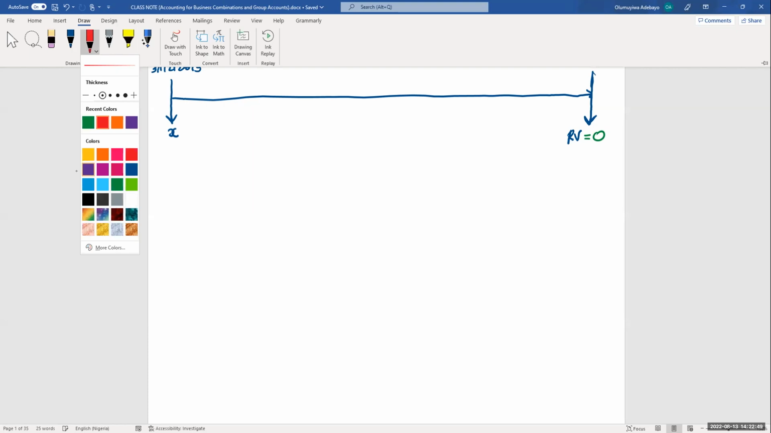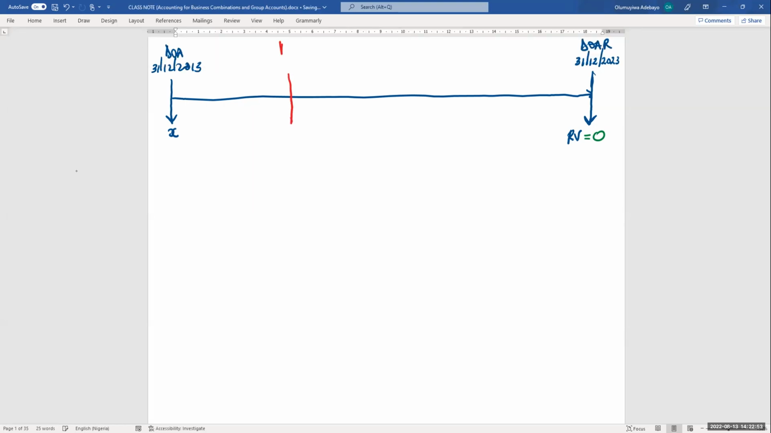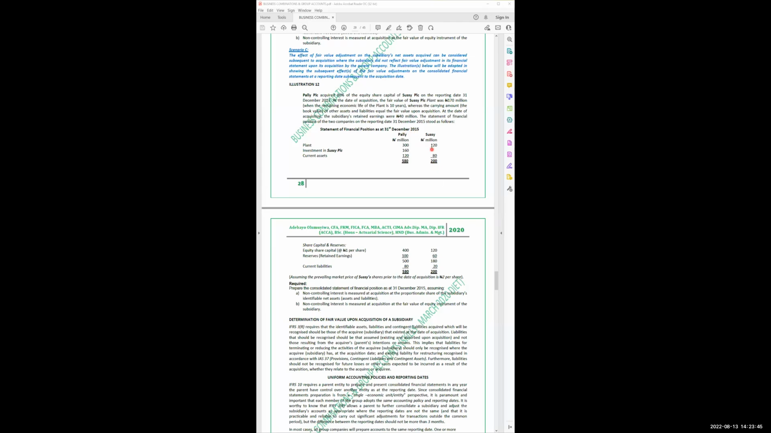An intervening period is today, which is the date of consolidation, our reporting date, 31st December 2015. I recall that the distance here is 10 years, according to information given to us, because from the date of acquisition, we are told that this has 10 years remaining. And that's how we are able to arrive at this period. But the question is, what is the value as at today? If you go back to our balance sheet, our balance sheet shows that the value today, which is 31st December 2015, for that plant is 120.